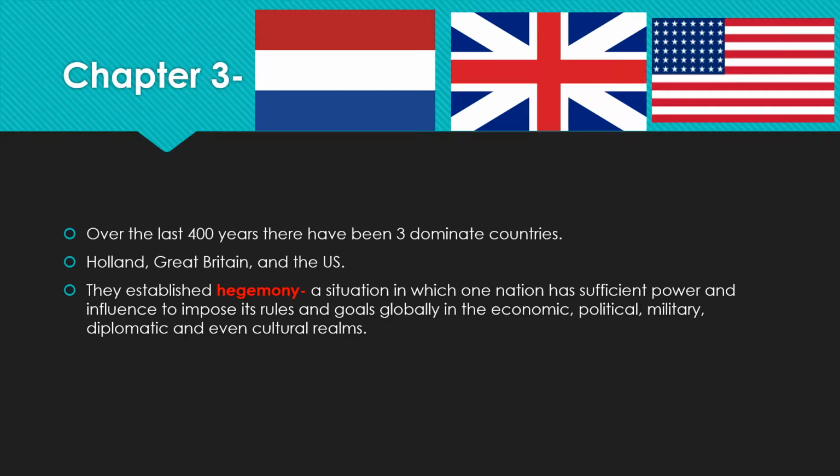So over the last 400 years there have been three dominant countries: Holland, Great Britain, and the US. You heard me say the word hegemony. Well, they established hegemony, which is a situation in which one nation has sufficient power and influence to impose its rules and goals globally in the economic, political, military, diplomatic, and even cultural realms.